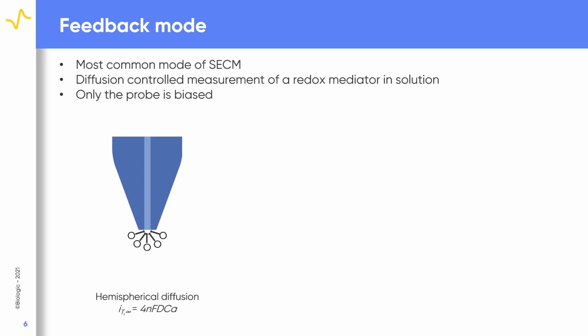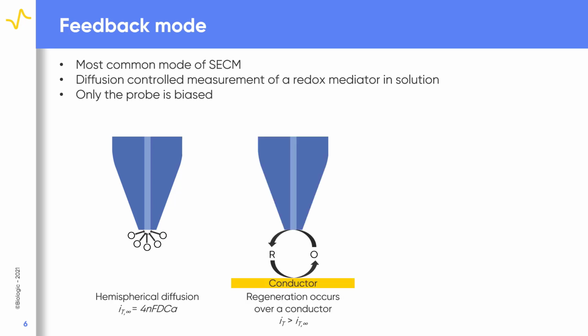When the probe is far from the surface, hemispherical diffusion occurs and the bulk current is measured. When the probe is near a conductor or sample active towards the redox mediator, the sample regenerates the redox mediator after it has interacted with the biased probe. This causes the concentration of the redox mediator available to the probe to be higher near to a conductor than when it is in bulk. The result is a measured current larger over a conductor than in bulk solution.